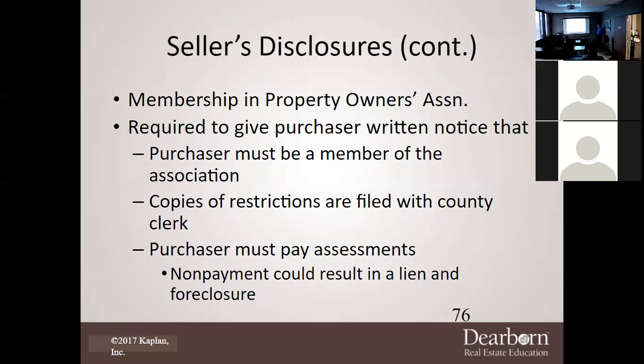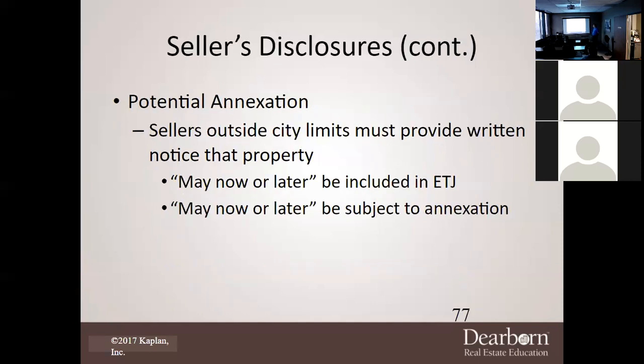assessments. So non-payment, of course, as we talked the other day, does what? It could result in a lien on the property, which is then going to be foreclosed on and the house sold. Okay. We also talked about potential annexation. This is where sellers outside the city limits must provide written notice that the property may now or later be included in an ETJ, or may now or later be subjected to annexation. What these basically are, are different areas that are being brought into a different area than they were initially with, different city, different county.